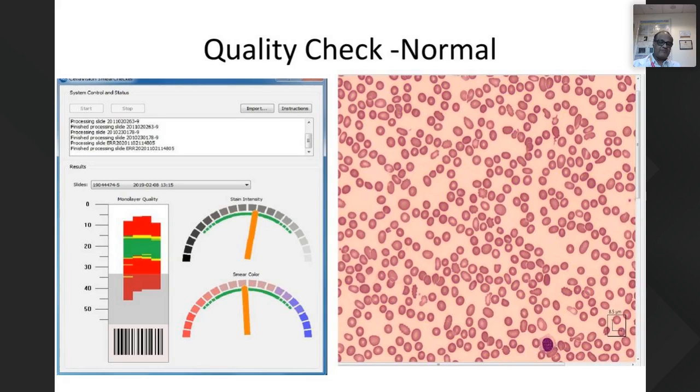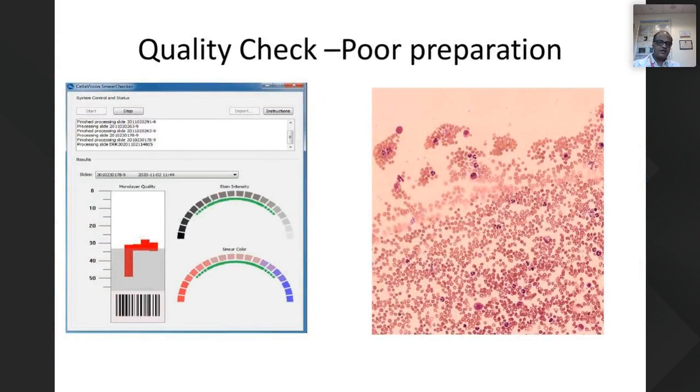Let us see if I put a bad smear, what does it show? See here, this is a bad smear preparation itself. There is no meter over here, and there is no mark. You have no mark here, and if you see, there is only red. There is no green here at all. So that means this is a poor quality stain making.